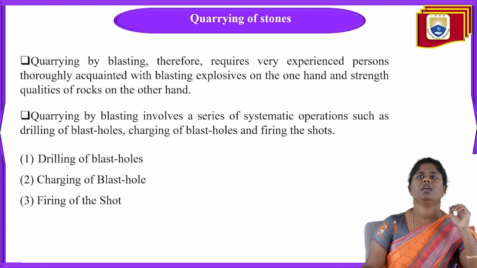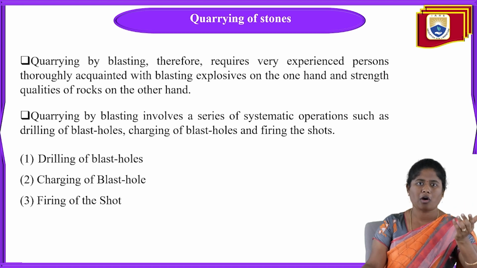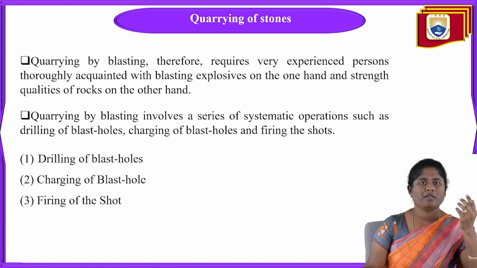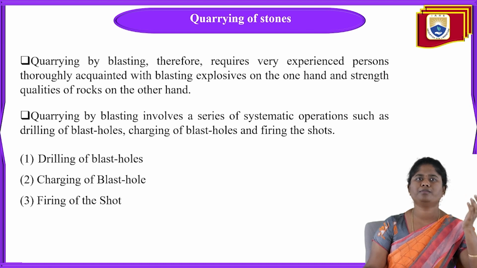In this series of operations, first we have to drill the blast holes. I already told you this process, just some of the steps. First one, drilling of the blast holes, means we drill the holes by using some machines or tools. After drilling, the next step is charging of the blast hole, which means keeping the explosives in that rock.